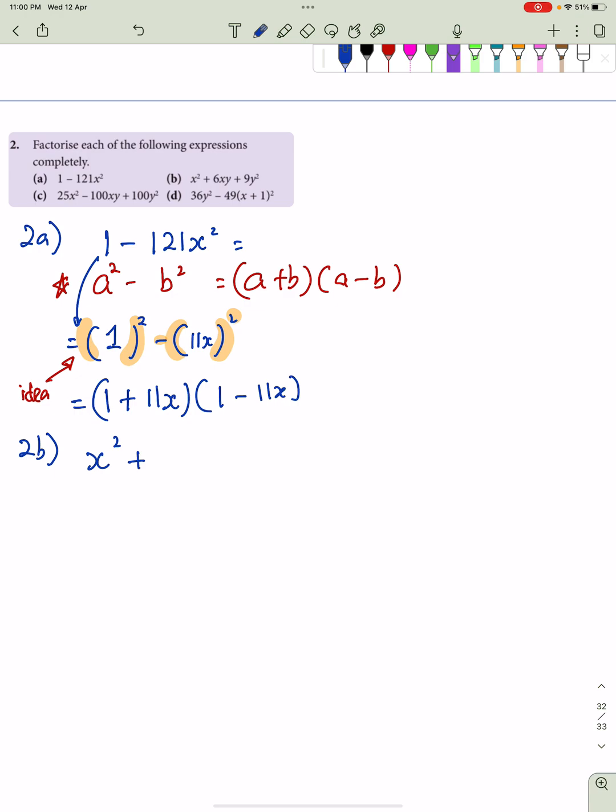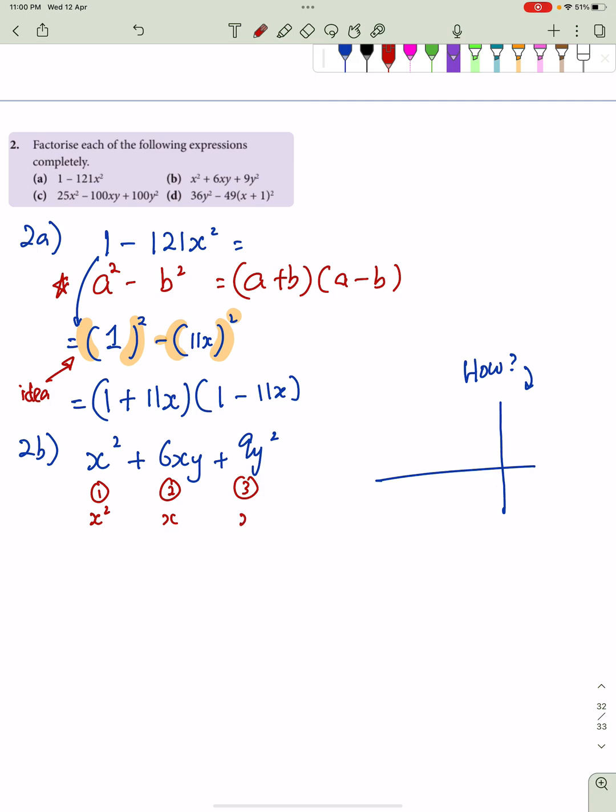Alright. Now 2b. I want to have this. So I will still use back the cross factorization, but the question is now how to identify this. How to know I need to use this, right? So what I want to do is I want to recognize that there are three terms. So there's one term, there's two terms, there's three terms. And it's in descending power of x. Alright, then this is no x, right? Then there is no x here. So let's try and see how it looks like.